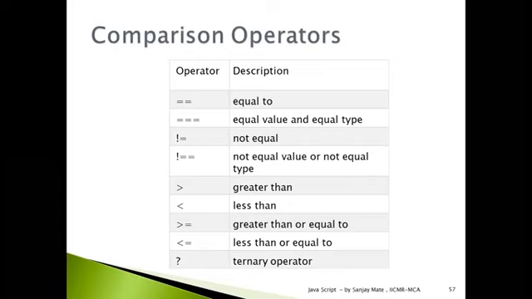Next is comparison operators. These comparison operators are generally used for conditions, in if or while or for loops. Double equal to is used for checking the values, and triple equal to is used for checking the value and the data type. Then not equal to, greater than, less than, greater than equal to, less than equal to, and the last, the ternary operator. These are all operators we have already seen in C++.